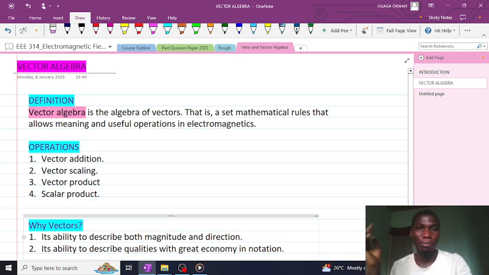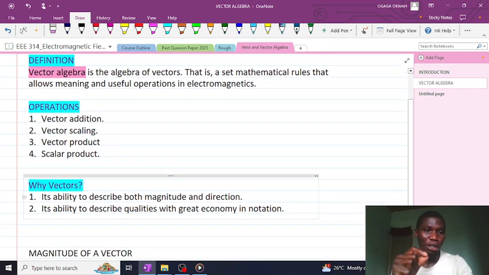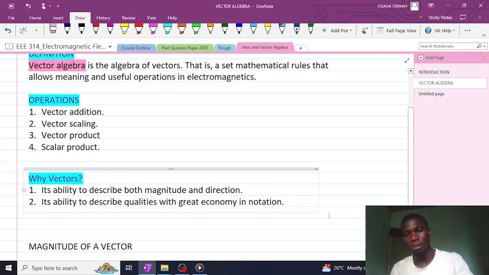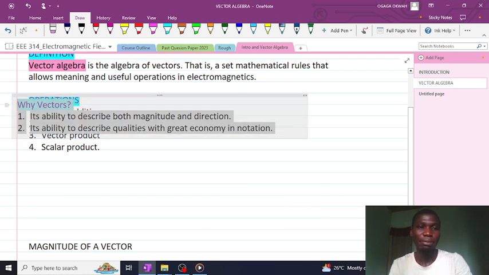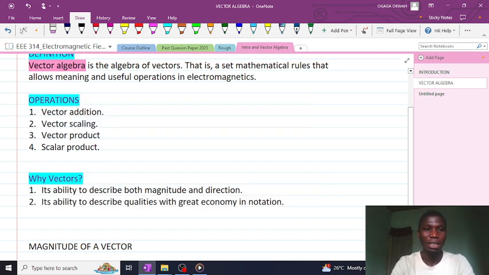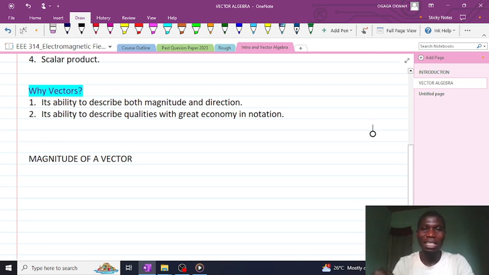There are four basic operations in vector algebra, just like in maths and algebra we have their operations. Vector algebra also has operations here: one is vector addition, and then vector scaling, and then vector product and scalar product. These are the four basic operations. And then the last part of this video is why vectors.